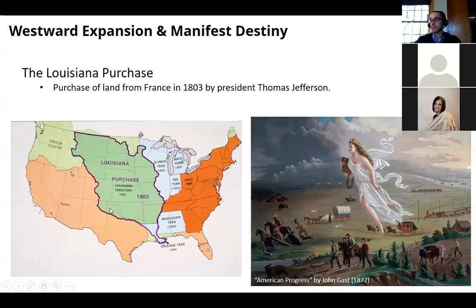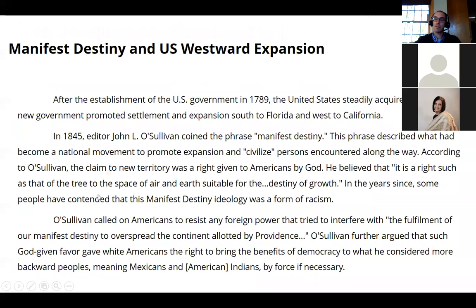Westward expansion. The idea of manifest destiny is that, well, let's look at this next one. Okay, so we're going to finish after this. We're going to be almost done here.